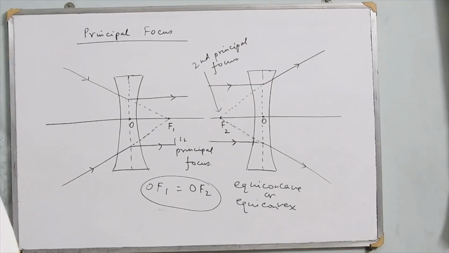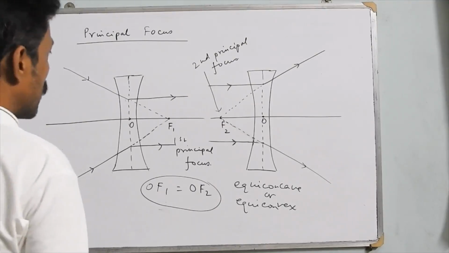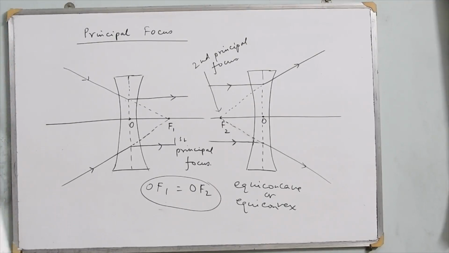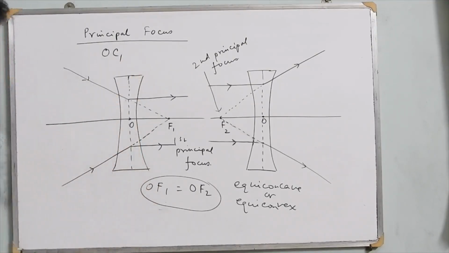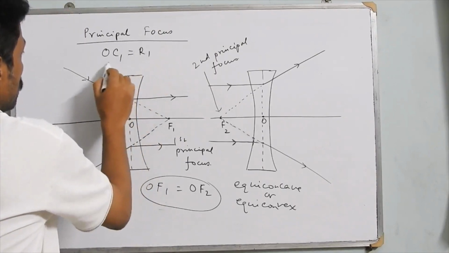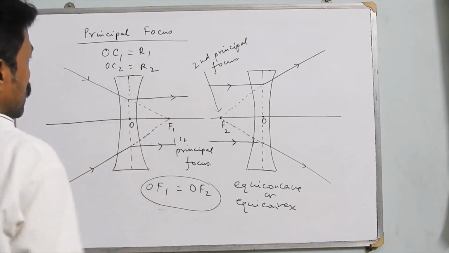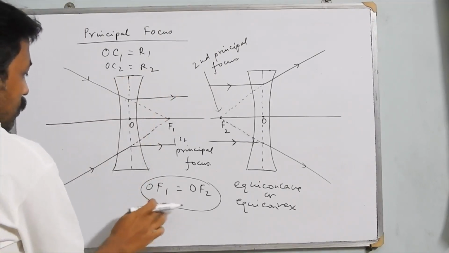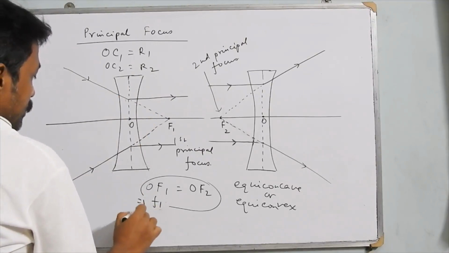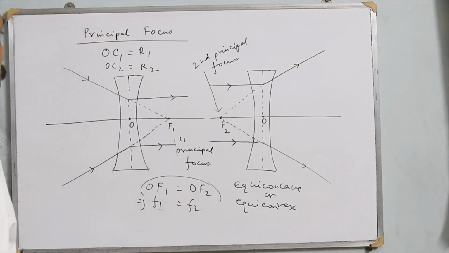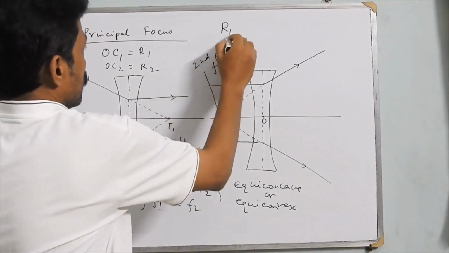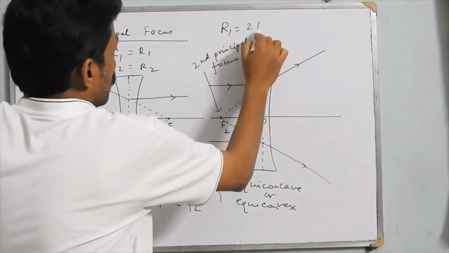And the radius of curvature is twice the focal length. So in case of both the lenses, OC1, that was denoted as the center of curvature, OC1 is R1 and OC2 was R2. And generally, suppose this OF1 is called F1 and OF2 is called F2, then generally what we get is the radius of curvature is twice the focal length.